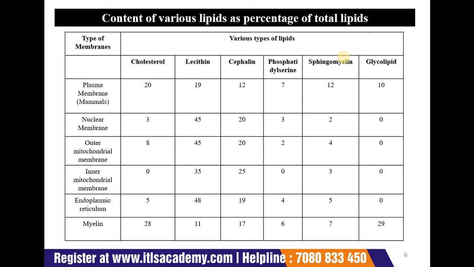So now we'll discuss in detail each individual component. We'll start with the lipids. Lipids are the major component, and this table basically shows the composition of different membranes and the presence of various types of lipids within these membranes. So here it shows the content, the percent of dry weight. The major lipids which are found in each membrane are cholesterol, sphingomyelin, and glycolipid.